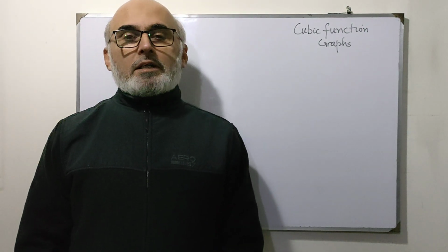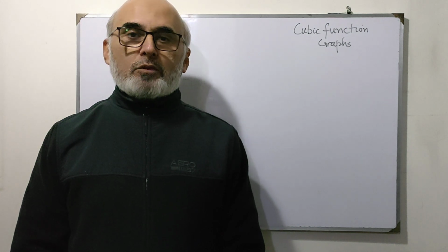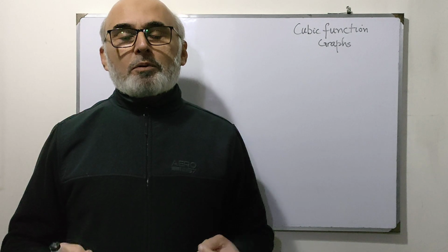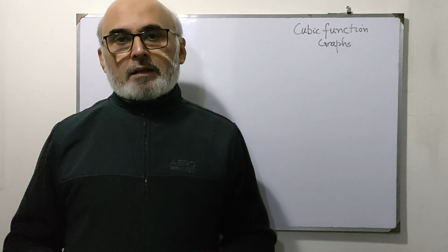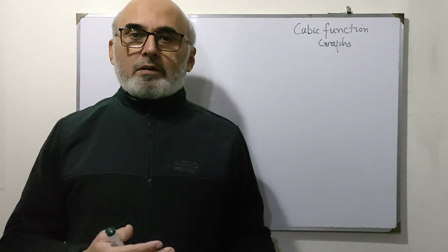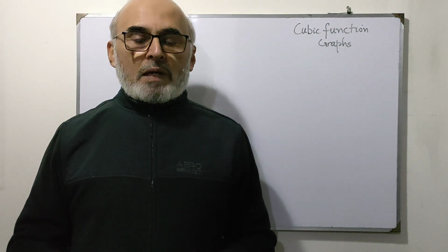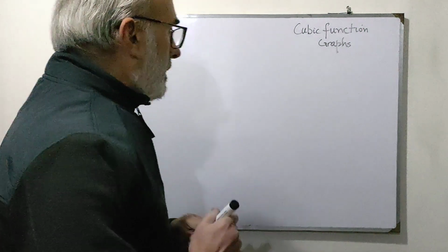So we have already done linear graphs and quadratic graphs. So let's do some cubic function graphs today, and let's see how the cubic function graphs are different from the linear and the quadratic graphs. So let's take a very simple example.